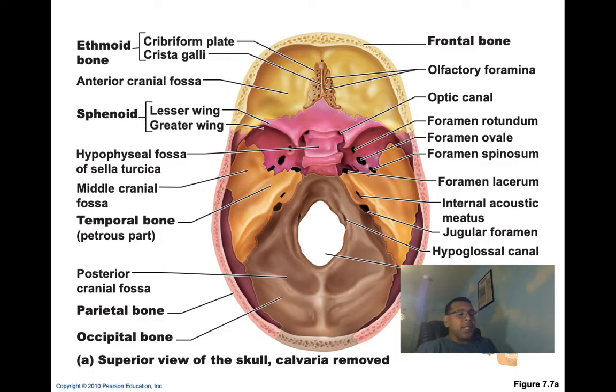Next then we have the internal acoustic meatus. Now the internal acoustic meatus is found anterior to, so a little anterior medial to the jugular foramen on the superior view. Also important. Now, when we talk internal acoustic meatus, it's going to be important because it's going to contain cranial nerves 7 and 8.